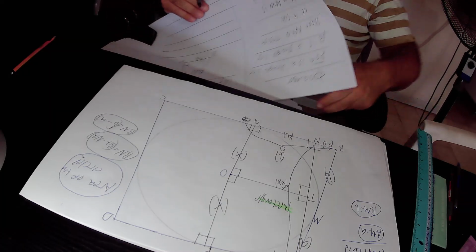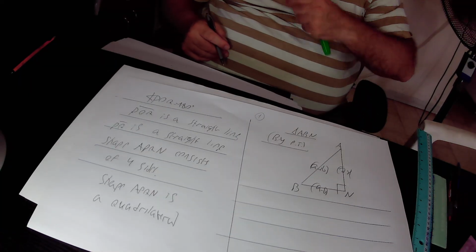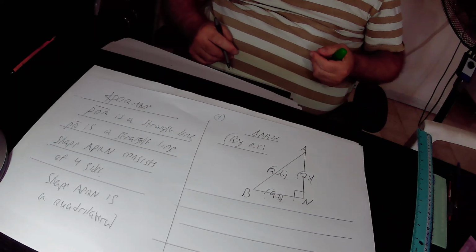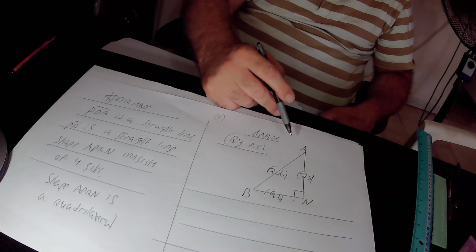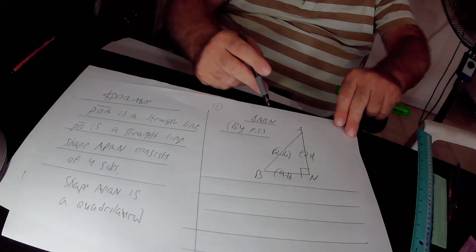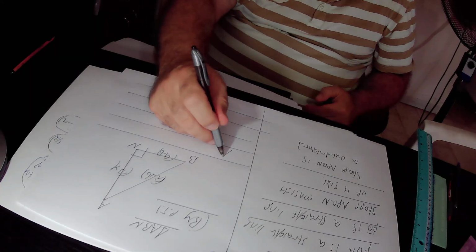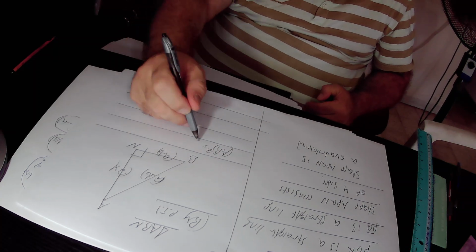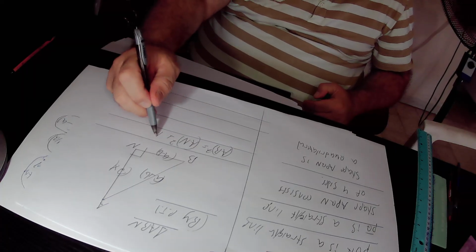So actually, this is the right triangle ABN from the original drawing. In this right triangle ABN, according to the Pythagoras theorem, AB squared, that is the square of the hypotenuse, equals AN squared plus BN squared. So I write it down: AB squared, the square of the hypotenuse, equals AN squared plus BN squared.